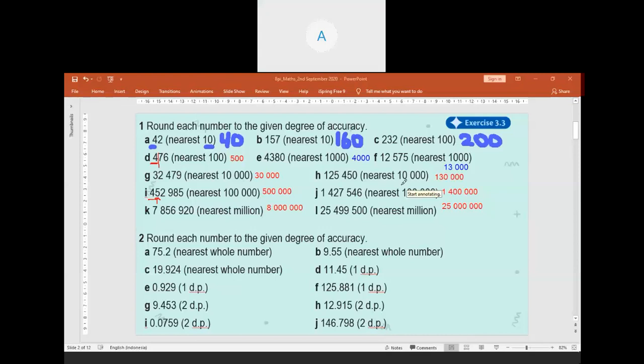So the last number is 4, right? Before 4 is 9, but it doesn't matter. We only focus on one digit next to the chosen digit. Because the chosen digit is 5, next to 5 is 4. Even though next to 4 is 9, it doesn't matter. We only focus on one digit. So we only read the 4, because it is less than 5. So the 5 will remain the same. The 5 will not increase by 1.